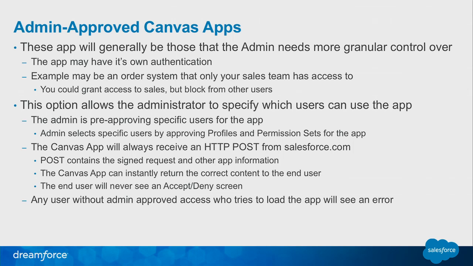So the user experience is that they open the Canvas app, and the Canvas app then receives a signed request all set with the user's information, their client ID, OAuth token, things like that. So the user never actually sees an approval. They never have to accept, yes, I want to use this application, because the admin's already accepted it for them.